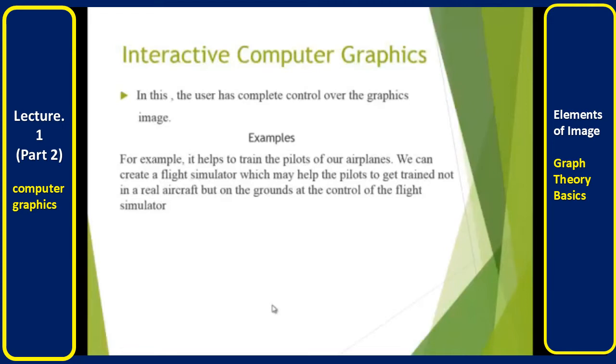We can create a flight simulator which may help the pilots to get trained not in a real aircraft but on the ground at the control of the flight simulator. The flight simulator is a mock-up of an aircraft flight deck containing all the usual controls and surrounded by screens on which we have the projected computer generated views of the terrain visible on takeoff and landing. The flight simulator has many advantages over real aircraft for training purposes, including fuel savings, safety, and the ability to familiarize the trainee with a large number of the world's airports.